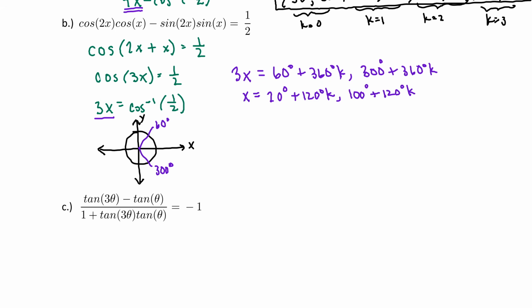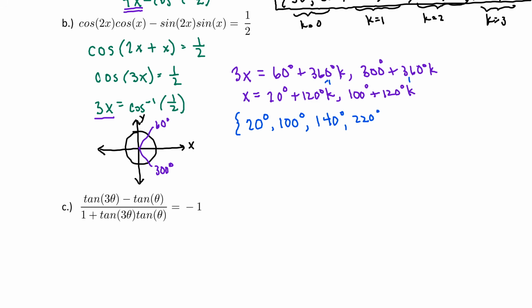We can then use this as a springboard to generate the solutions between 0 and 360 degrees. We have 20 degrees for k equals 0 out of the first expression, and 100 degrees for k equals 0 out of the second expression. If we let k equal 1, then we have 20 plus 120, or 140 for that first expression, and 100 plus 120, or 220 for that second expression.